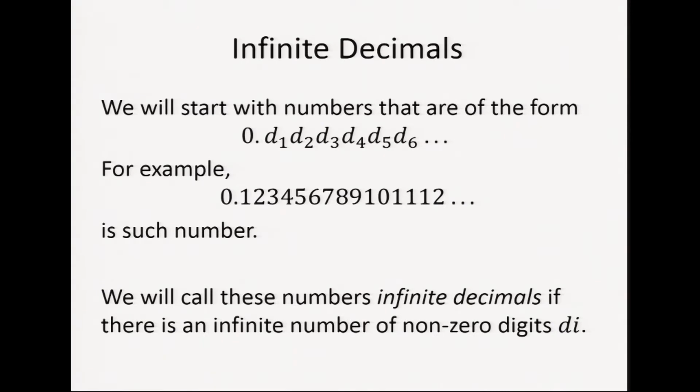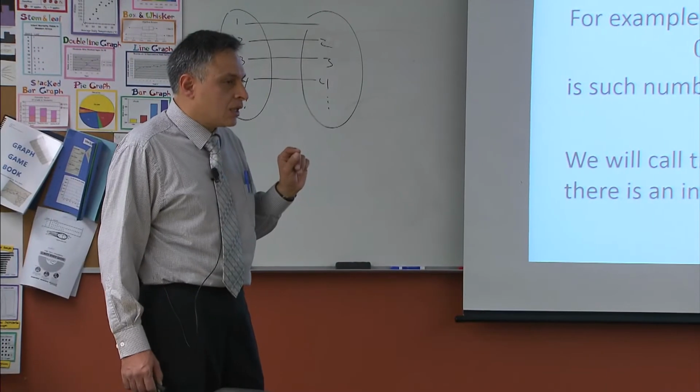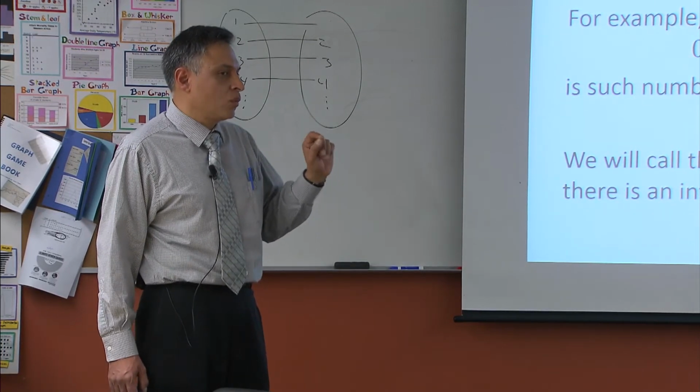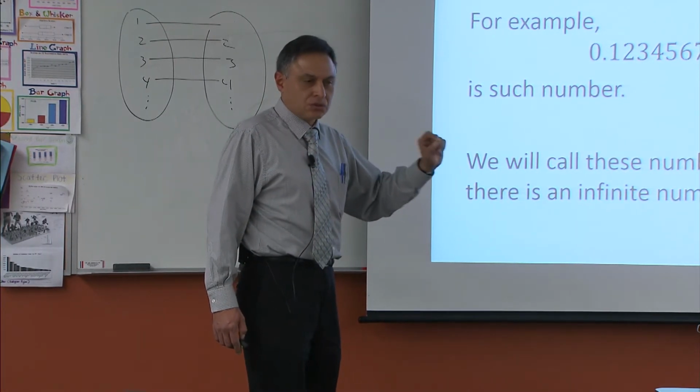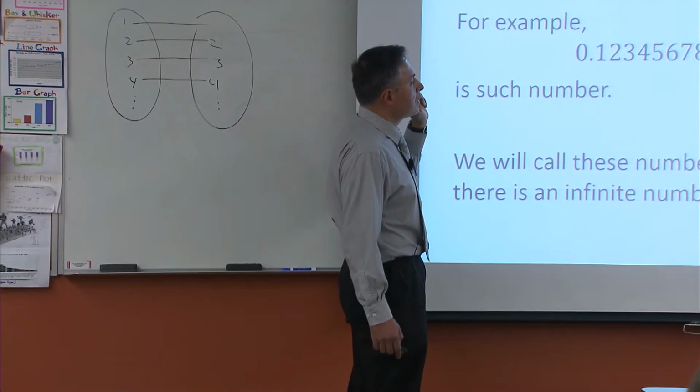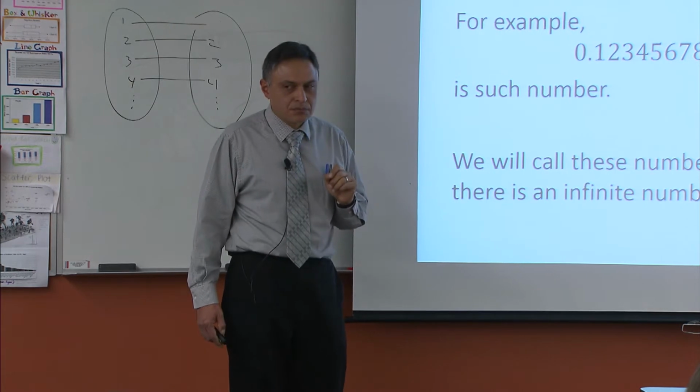Okay. Now let's change gears a little bit. Let's talk about infinite decimals. We're going to consider numbers that look like this: 0, point, first digit, second digit, third digit, and so forth. For instance, this one is such a number. If there is an infinite number of non-zero digits, we're going to call those numbers infinite decimals, if they don't stop. By stopping, what I mean is that we don't start with zeros and only zeros. So if they go on forever, then we call this an infinite decimal.